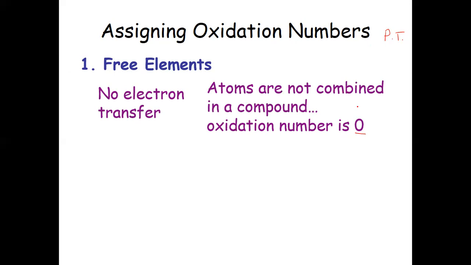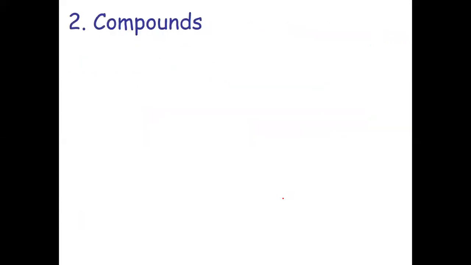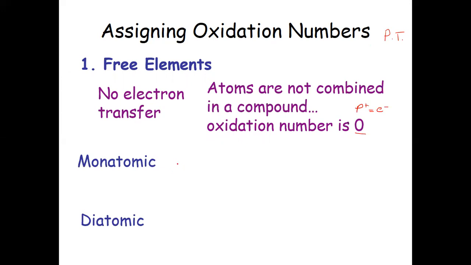That means that the protons that are positive equal the electrons that are negative, and there's no loss or gain of electrons. So we have monatomic free elements and diatomic free elements. So a monatomic free element, like if I see iron by itself, I would say that has an oxidation state of 0. Or let's say I have aluminum, right? Aluminum all by itself, oxidation state of 0.